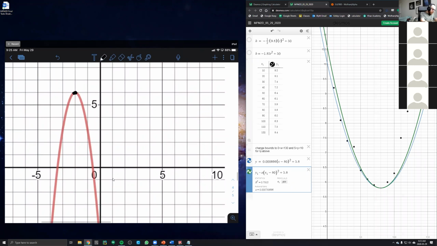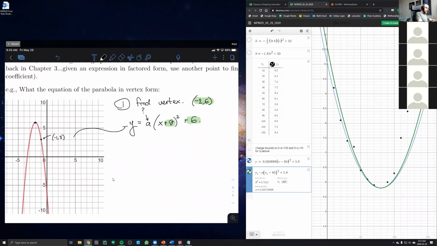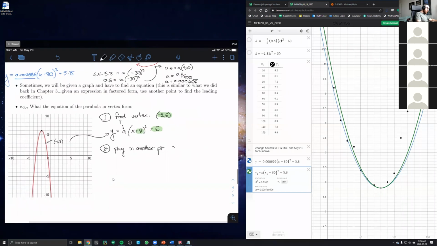And then what I'm going to do is identify one other point on the graph. This seems like a pretty likely candidate. So -1 and 3 seems like a good point. I'm going to plug that in for x and y and then solve for a. So plug in another point on the graph.